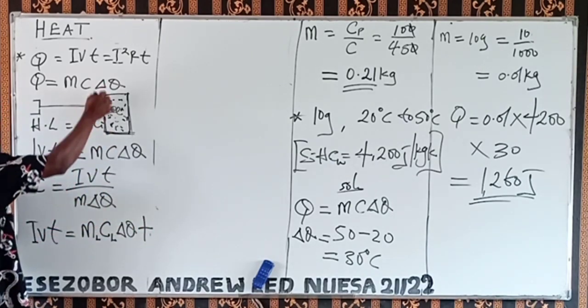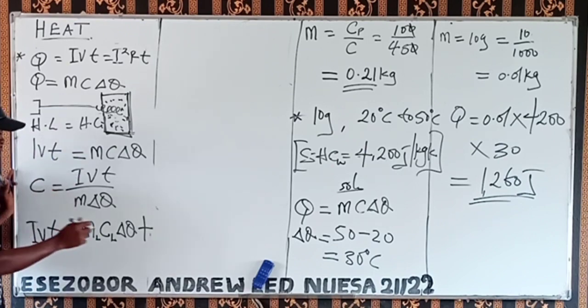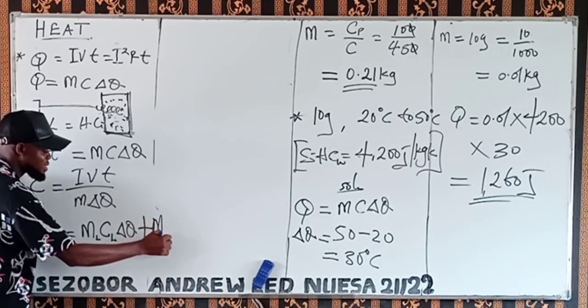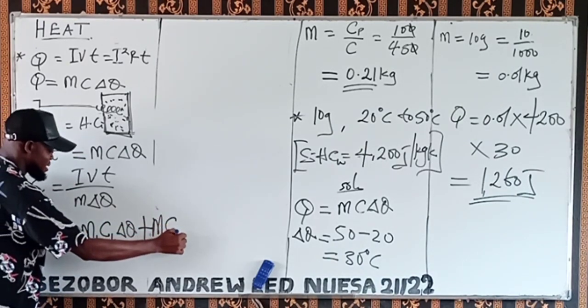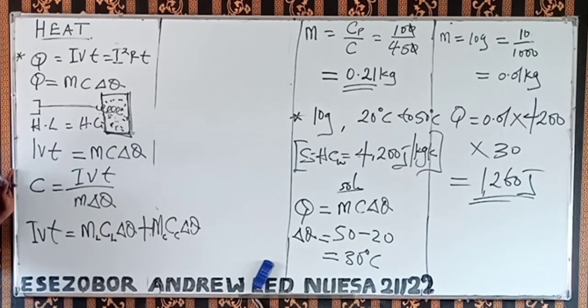What will gain it again? This container, which we call a calorimeter. That will be mass of that calorimeter times the capacity of that calorimeter and change in temperature of that calorimeter. This temperature and this one will be the same. Ideally, it will be the same.